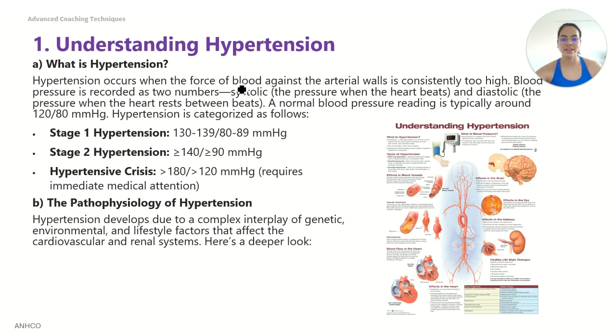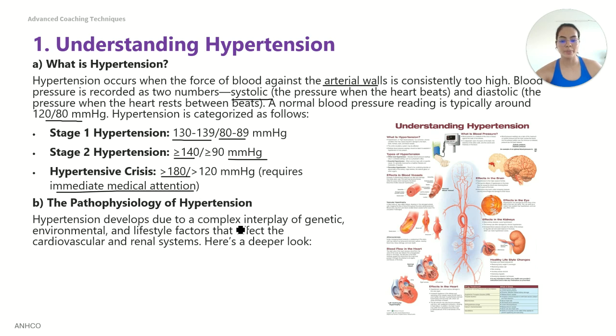Key points. Understanding hypertension. What is it? It occurs when the force of the blood against the arterial walls is consistently too high. Blood pressure is recorded as two numbers, systolic and diastolic. A normal blood pressure reading is typically around 120 by 80 mmHg, and hypertension is characterized as follows. Stage 1 is between 130 to 139 over 80 to 89 mmHg. Stage 2 is more than 140 over more than 90 mmHg, and hypertensive crisis is more than 180 over 120 and requires immediate medical attention.